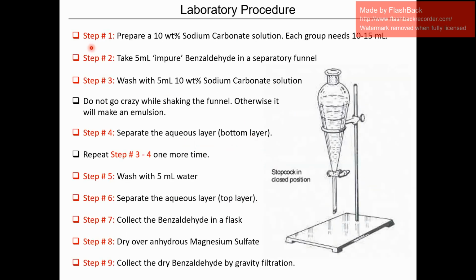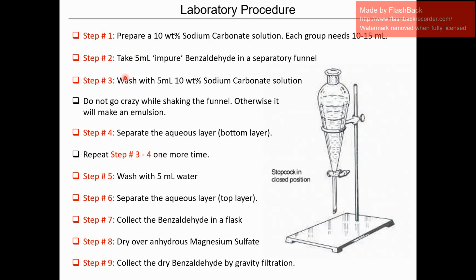This is the procedure that we're going to be following for this experiment. First, we need to prepare a 10% solution of sodium carbonate. We're going to need around 10-15 ml. Usually when we are doing the lab, the TA is the one preparing the solution, but you need to know how to prepare solutions, since that's part of general chemistry labs. Then you're going to take 5 ml of impure benzaldehyde in a separatory funnel, which is this one. This is the type of funnel that we're going to be using for these extractions.